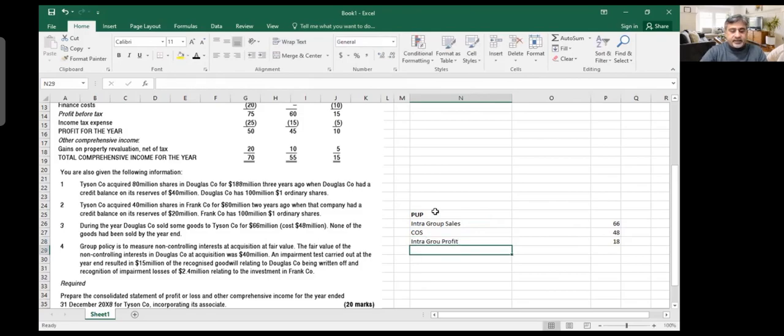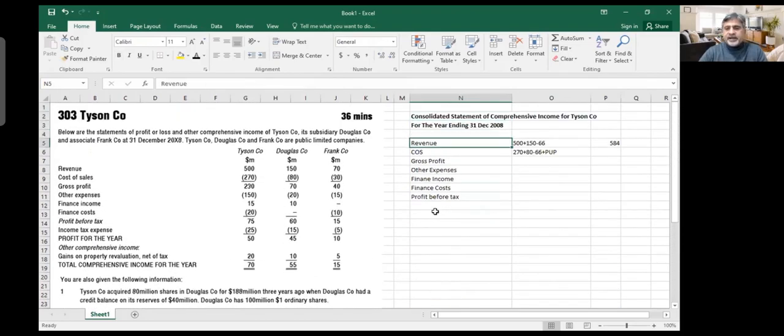And in stock, how much is in stock? 50% or 20% or 30%. They told us that 100% is in stock. So I would say that unrealized profit is 18 million. All of that unrealized profit is 18 million. Let me put it here, working one. I'll come back again here up, and I would say PUP is actually 18 million.